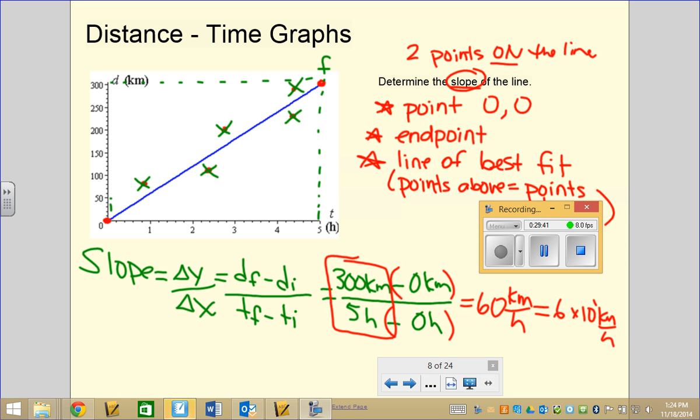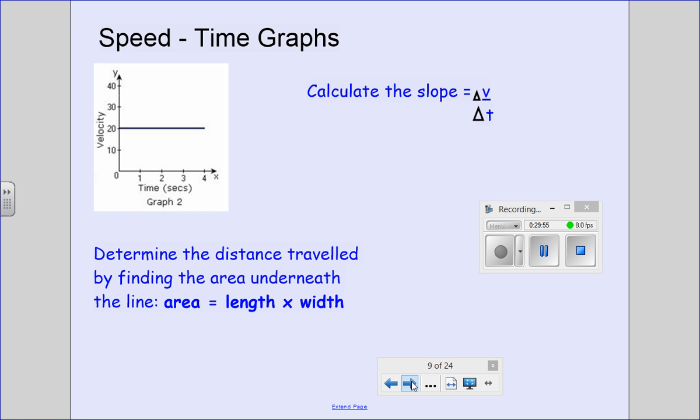Now, does anyone have any questions that they'd like to ask about how you read a distance time graph or anything about how you calculate slope? So then we have one other type of graph, and it is a speed time graph.